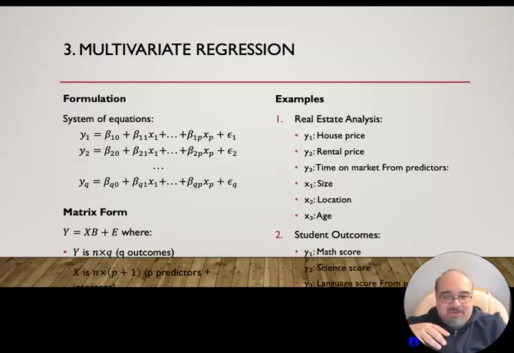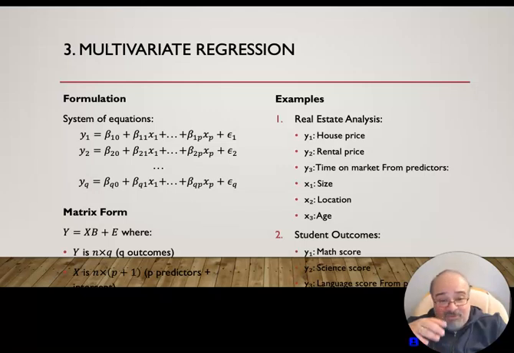Another variation that we should consider is multivariate regression, which is one of the most complex forms of regression, where you simultaneously are predicting multiple dependent variables from your same set of predictors, the P predictors that we have. This allows you to capture relationships not just between predictors and outcomes, but also among the outcomes themselves as well.